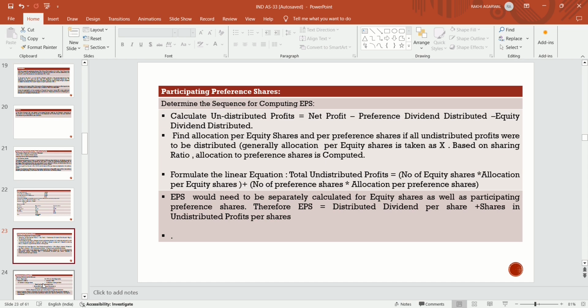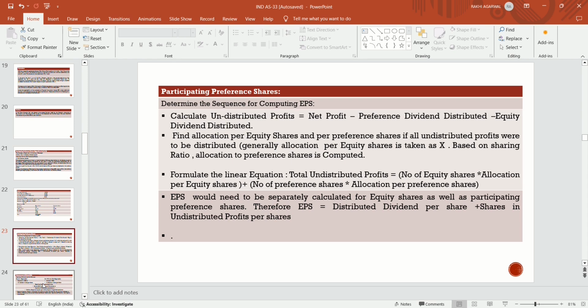Now, what is the sequence we will follow for calculating EPS in case of participating preference shares? Firstly, calculate the undistributed profit, that is net profit minus preference dividend distributed minus equity dividend distributed. Find allocation per equity share and per preference share if all undistributed profit were to be distributed. Generally, allocation per equity share is taken as X. Based on the sharing ratio, allocation to preference share is computed. Formulate the linear equation: total undistributed profit equals number of equity shares into allocation per equity share plus number of preference shares into allocation per preference share. This is the linear equation to calculate the allocation to equity shareholders and preference shareholders.